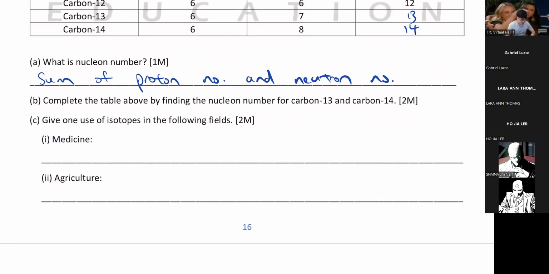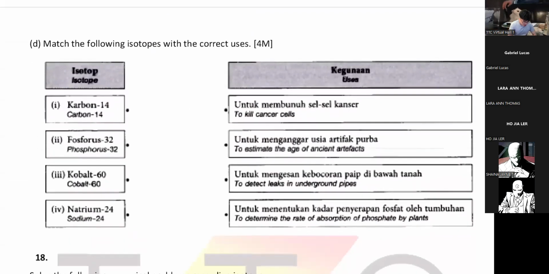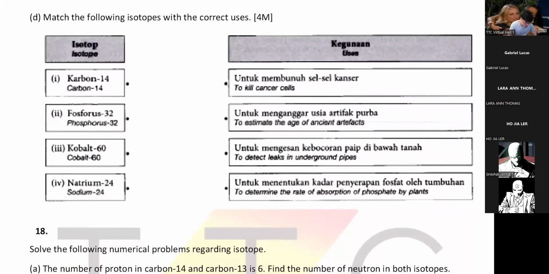Choose one. Okay. And then agriculture, I believe we only study one here. That would be your phosphorus-32 to detect the absorption of fertilizer or phosphate fertilizer. That would be your agriculture. Okay, so correct use, match with the correct use.